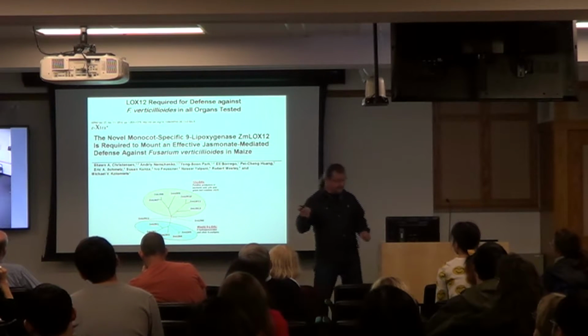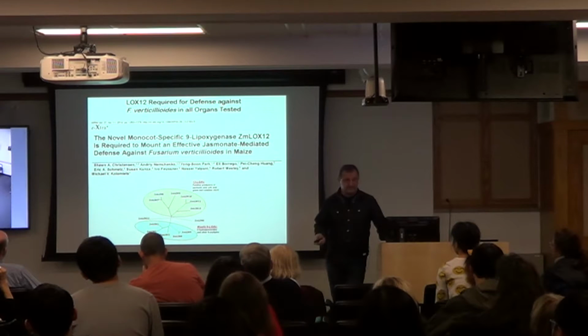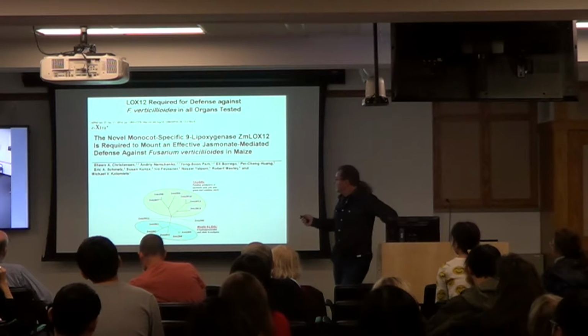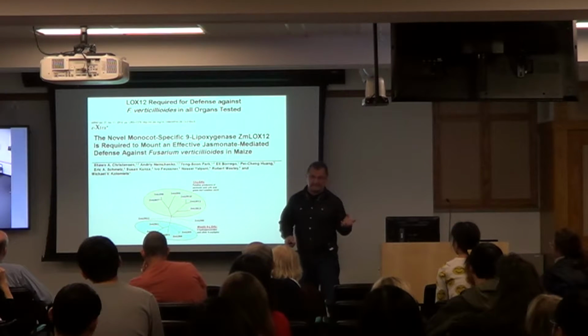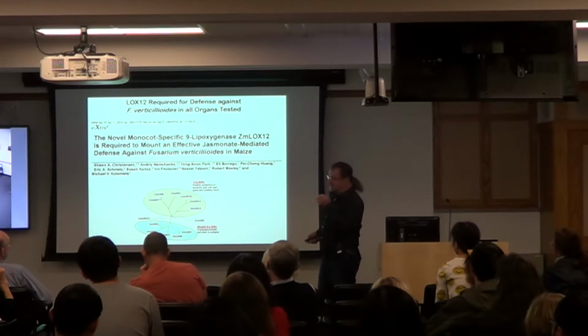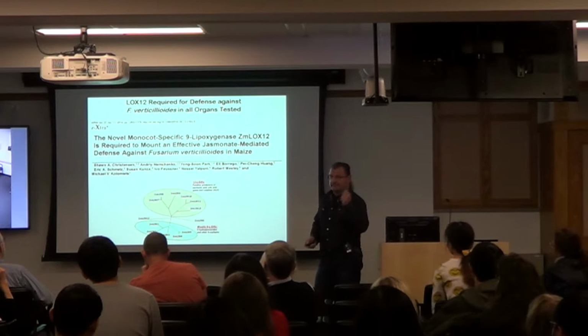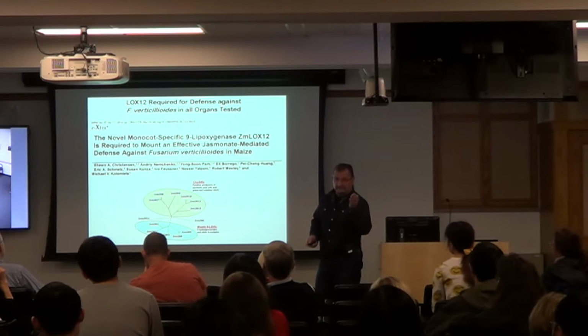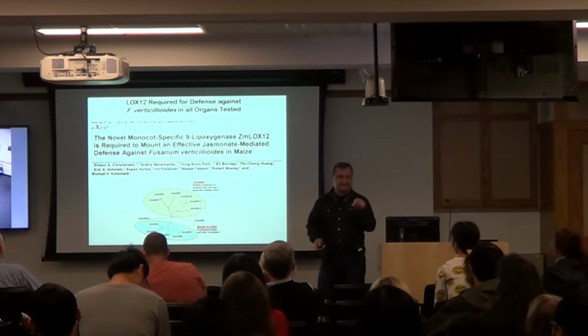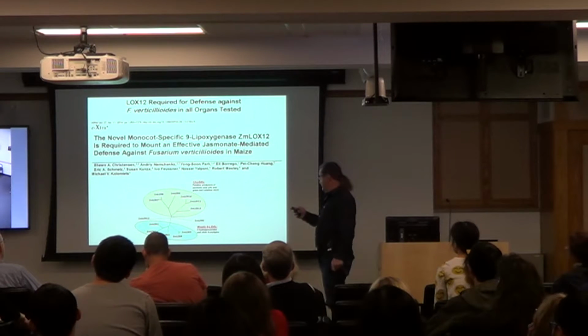So this is a different lipoxygenase that we have just finished generating, published not long ago, a couple of years ago. We have found that LOX12, again another 9-lipoxygenase, a monocot-specific lipoxygenase, no dicot contains this gene, has a very specific effect on defense against Fusarium verticillioides via jasmonic acid regulation. So let me show what we found.